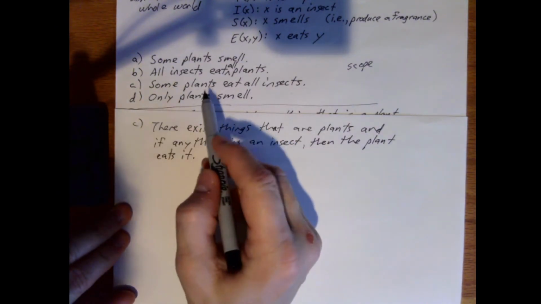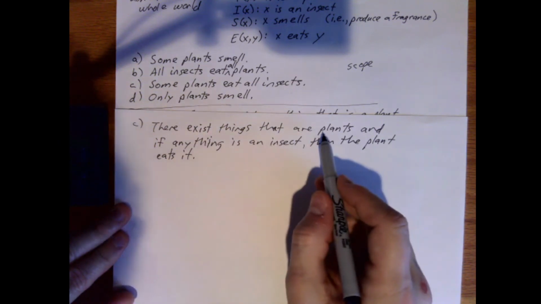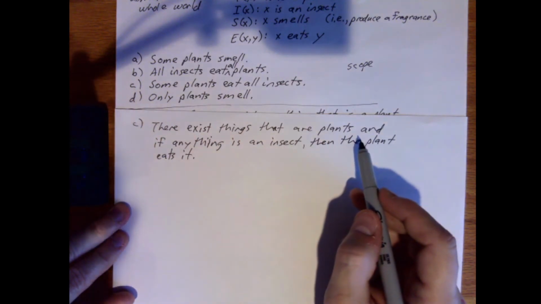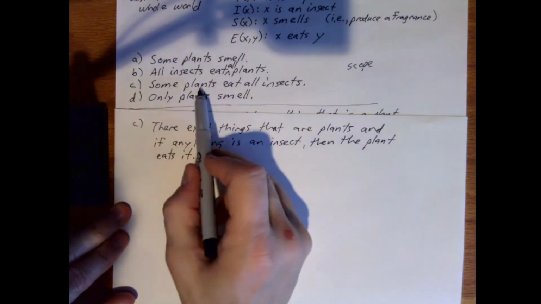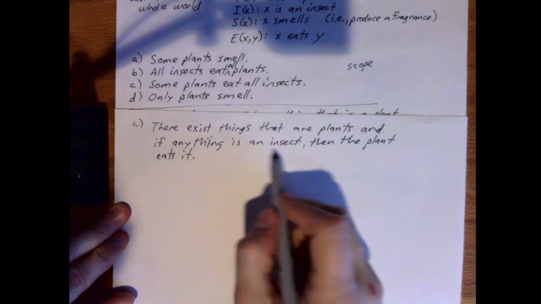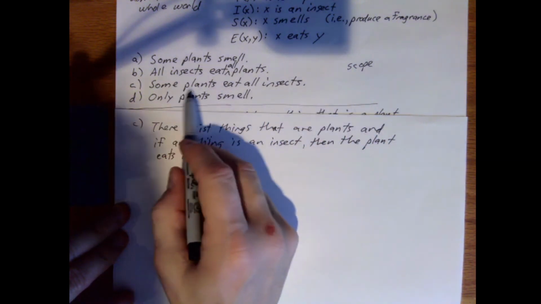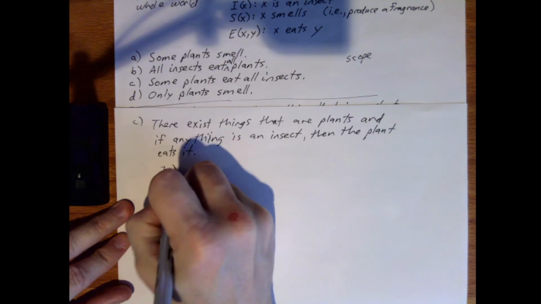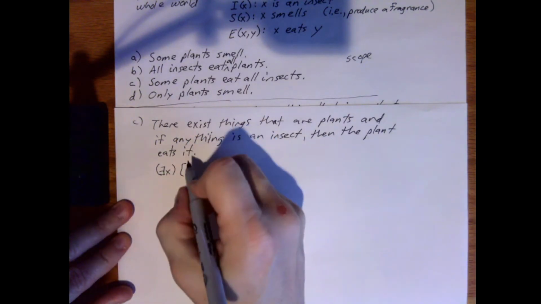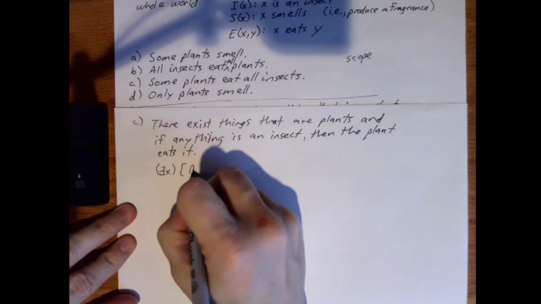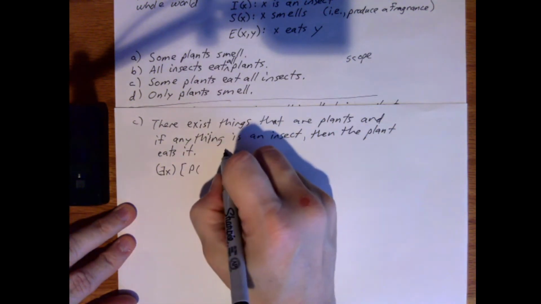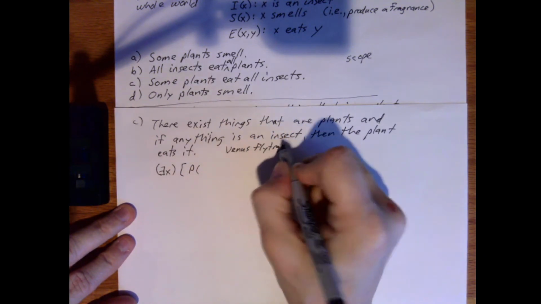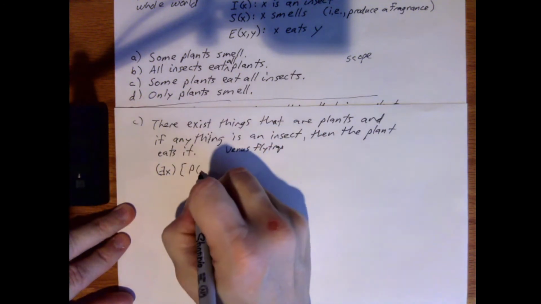So here I said some plants. There exist things that are plants. Okay, so it's not going to be every plant. So I'm going to have an existential. And we said some plants eat all insects. So for anything that's an insect, some plant would eat it. Okay, so how do we write this? And I'm thinking my example here actually is based upon things like a Venus flytrap, which is a type of plant that actually does eat insects.